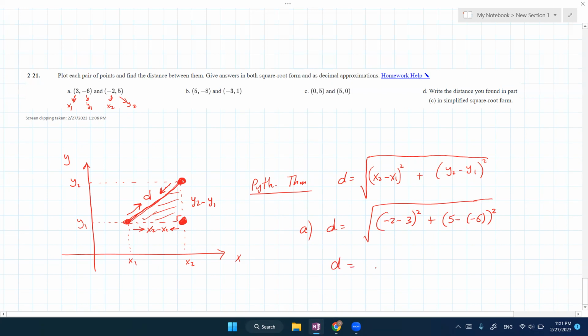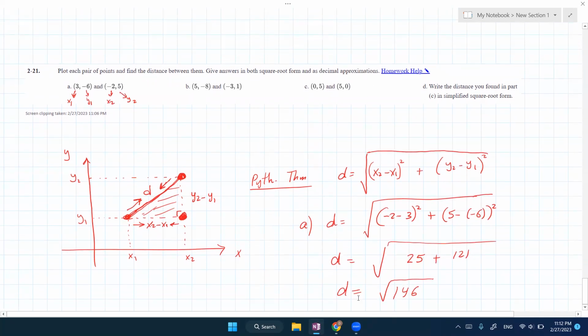So d is equal to negative 2 minus 3, that's negative 5 squared, so this is 25. And 5 minus negative 6, that's 5 plus 6 squared, that's 121. So d is equal to the square root of 146, which is about 12.08. So that's what we are going to do with part B, C, and D.